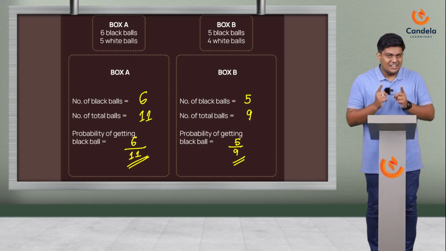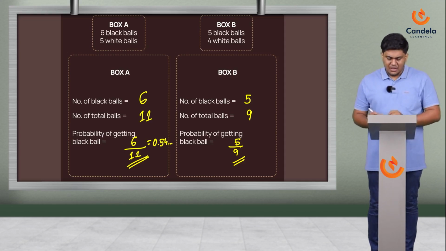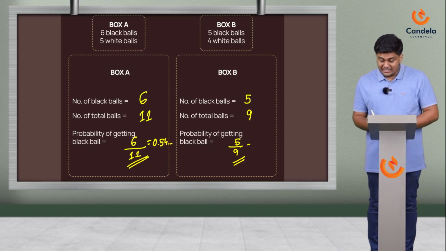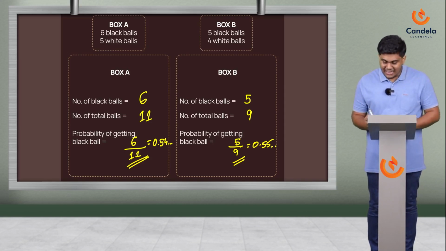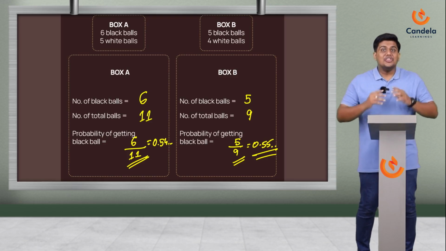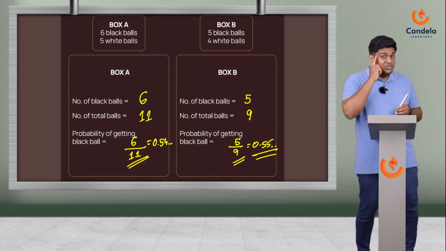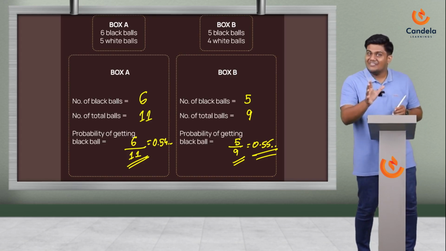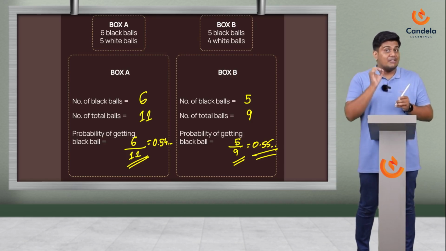The answer is, well, what is 6 by 11? It is somewhere around 0.54 and a few more values. What is 5 by 9? It is 0.55 and some more values. So, which is the higher number? 0.55 is greater than 0.54. So, the probability of getting a black ball is higher in box B, even though the number of black balls in that one is lesser. And it's just a 0.01 difference, but trust me, that difference matters.